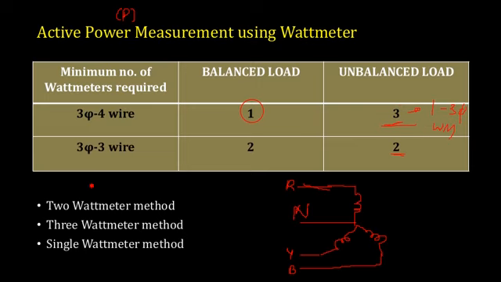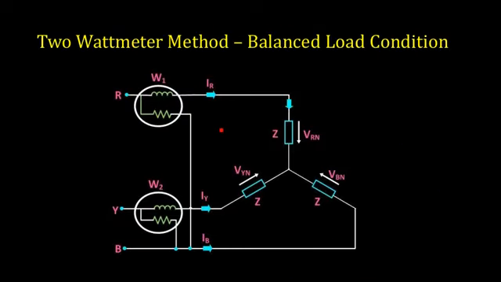Now based on the number of wattmeters required, we have 3 methods by which you can measure power. One is the 2 wattmeter method, then you have the 3 wattmeter method, and finally we have the single wattmeter method. Using all the 3, based on the type of connection that you have, you can measure the power. Now the first one is the 2 wattmeter method.